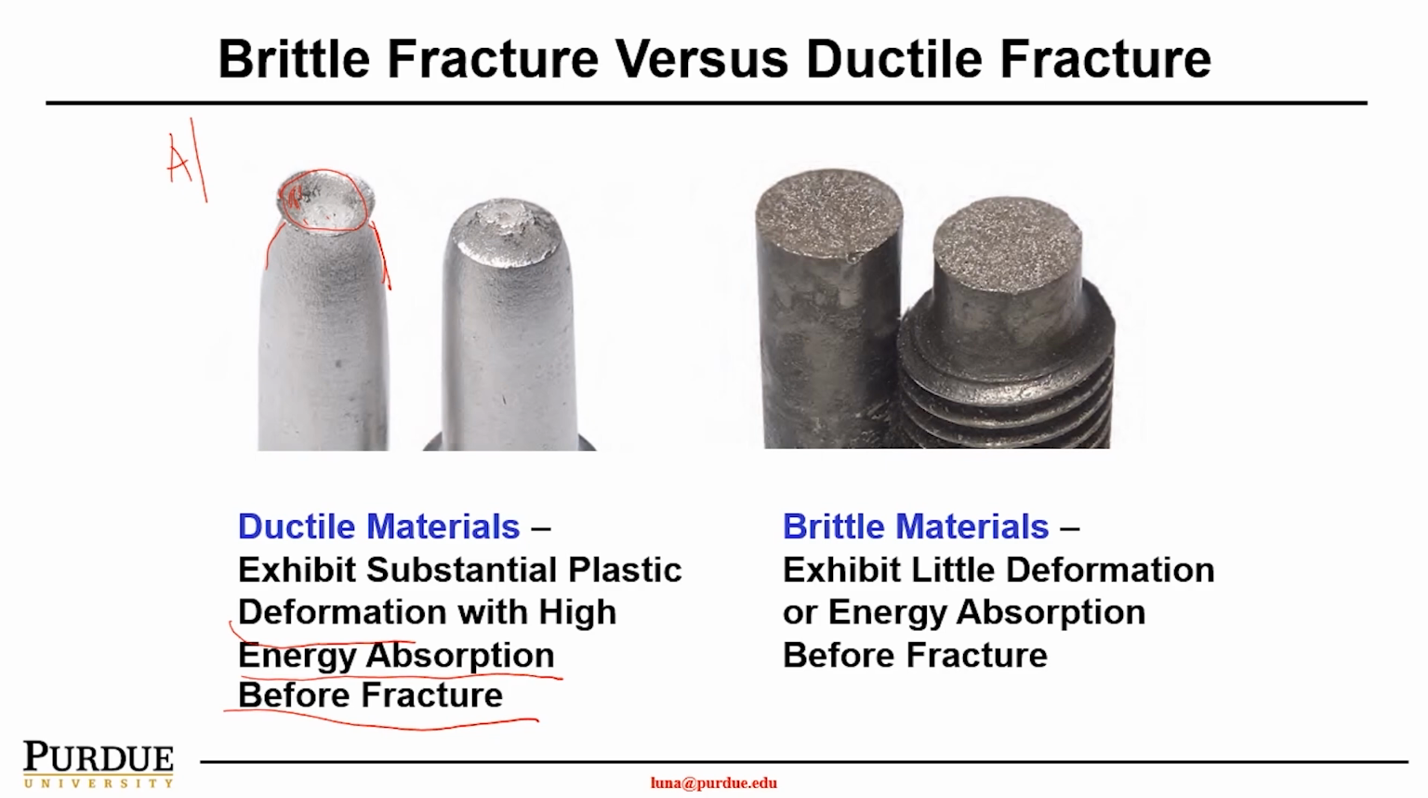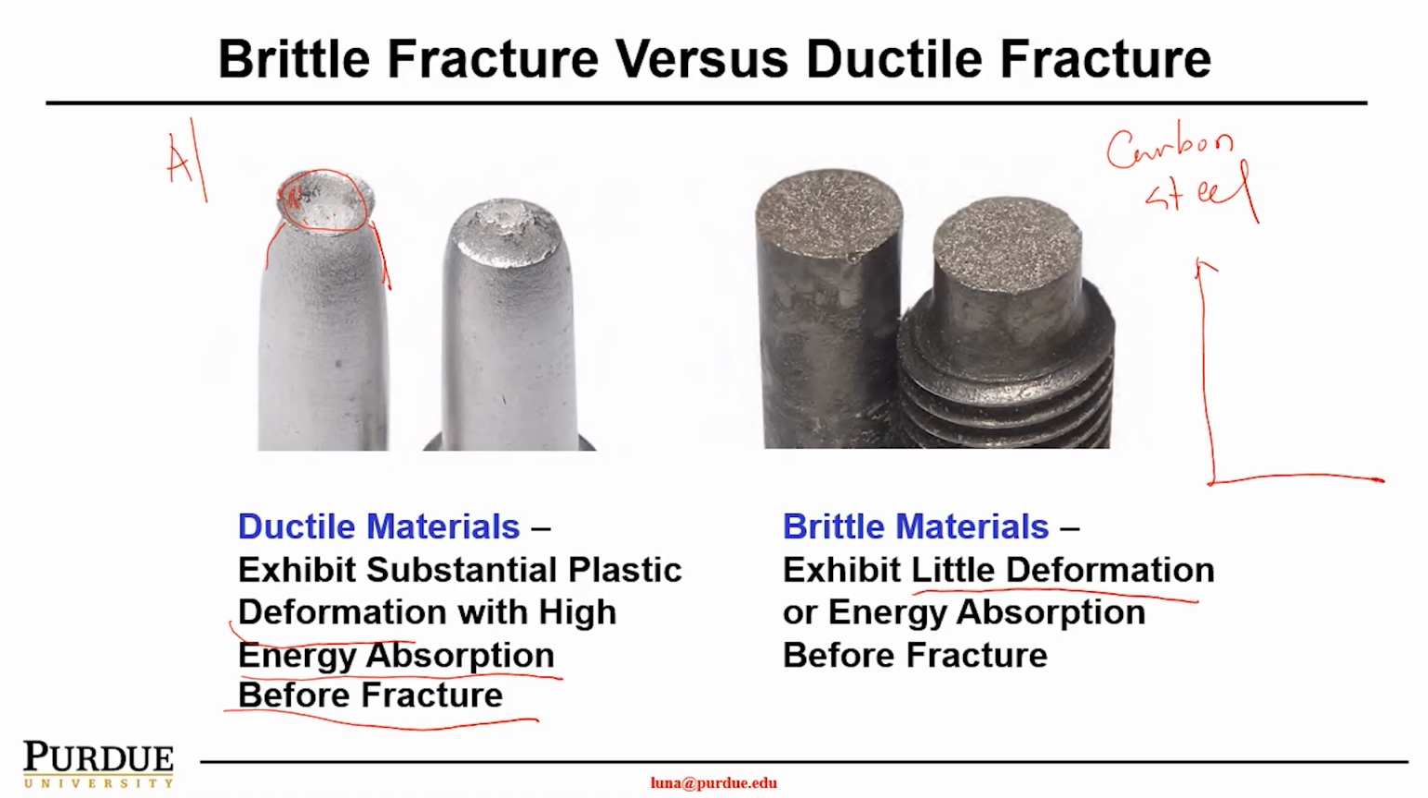On the other hand, for brittle material, such as carbon steel, if this is a higher concentration of carbon, it is a very strong material, however it's very brittle. In this case, the material has very little deformation.